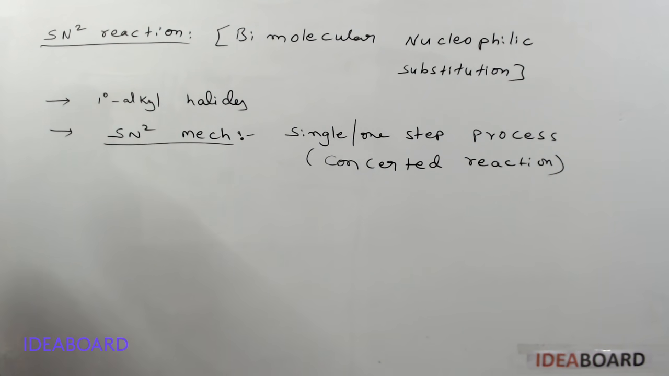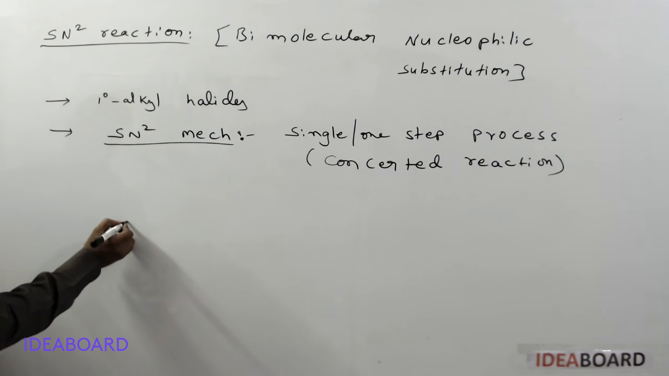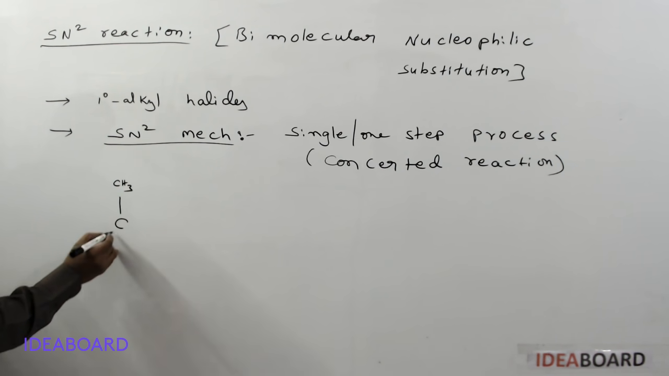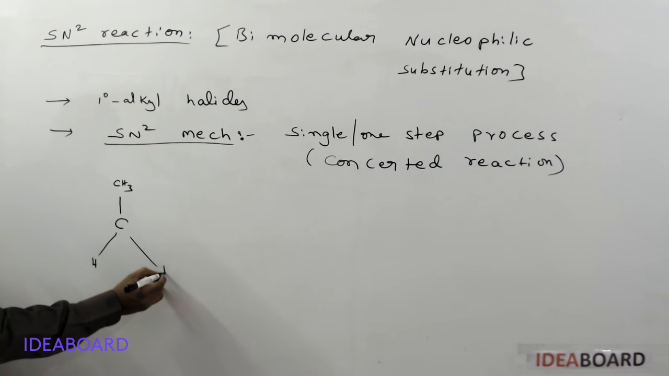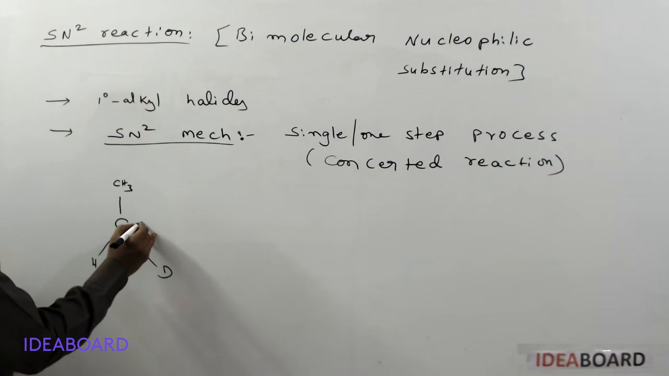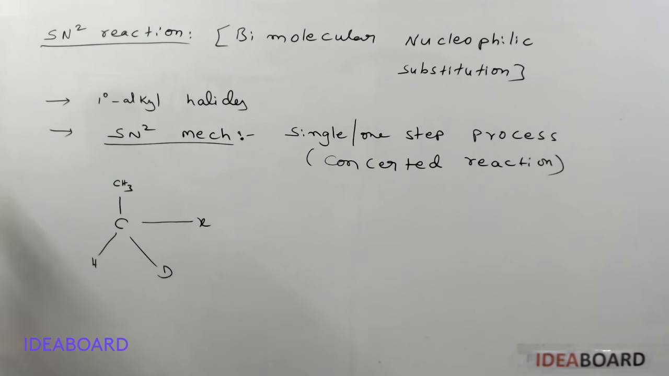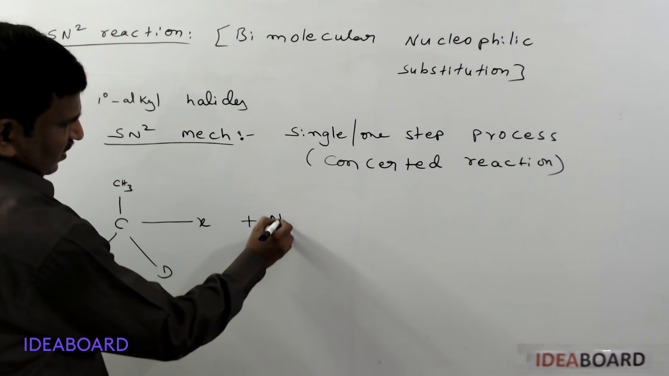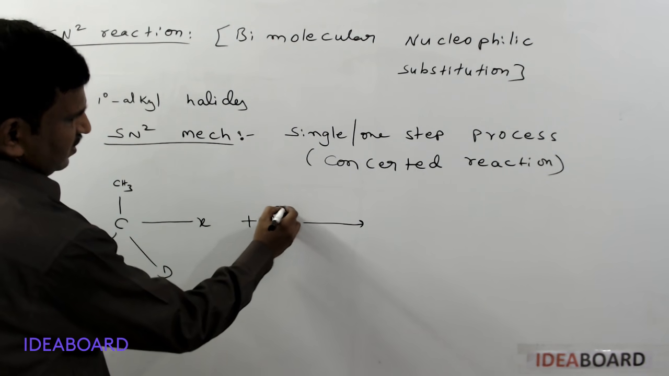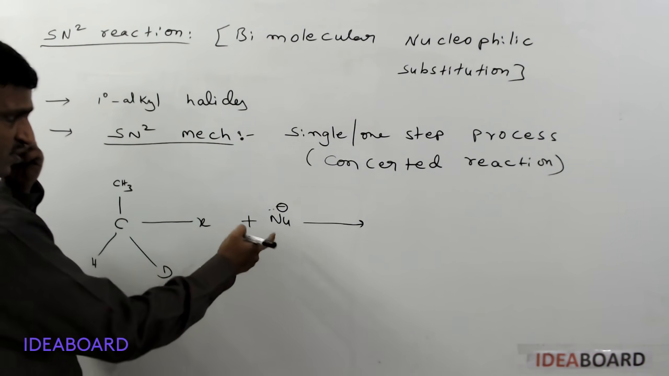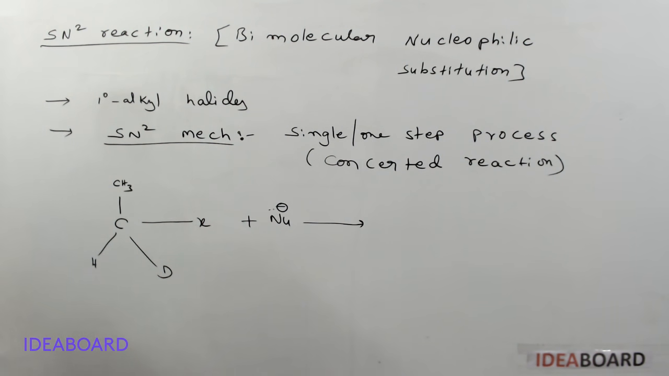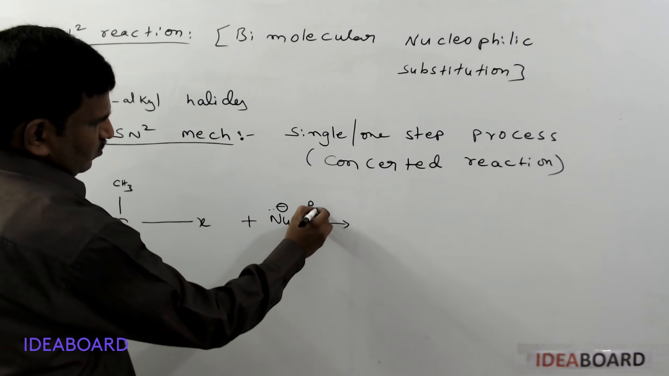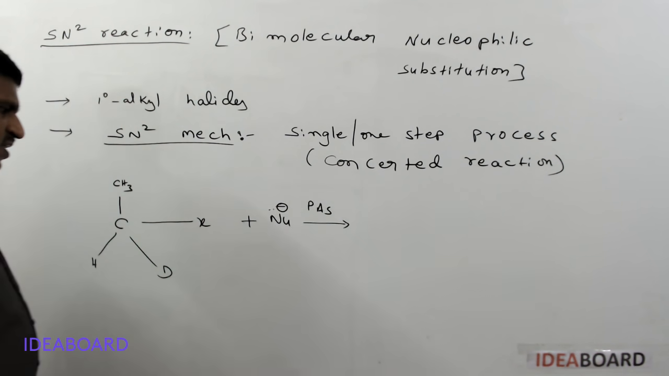And for primary alkyl halides, what is happening? Suppose we are taking a primary alkyl halide. This is a methyl group, and here there is a hydrogen, here there is a deuterium, and here there is a halide. The halogen is present, and then it reacts with a nucleophile. The nucleophile may be a negatively charged species or a lone pair containing nucleophile. This is a single step process, and generally the reaction occurs in a polar aprotic solvent.